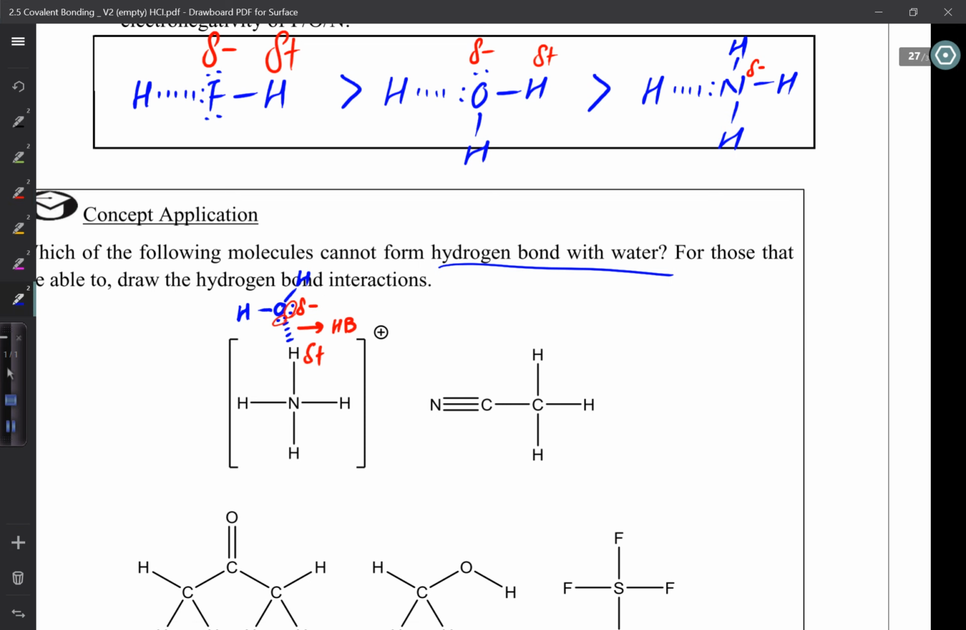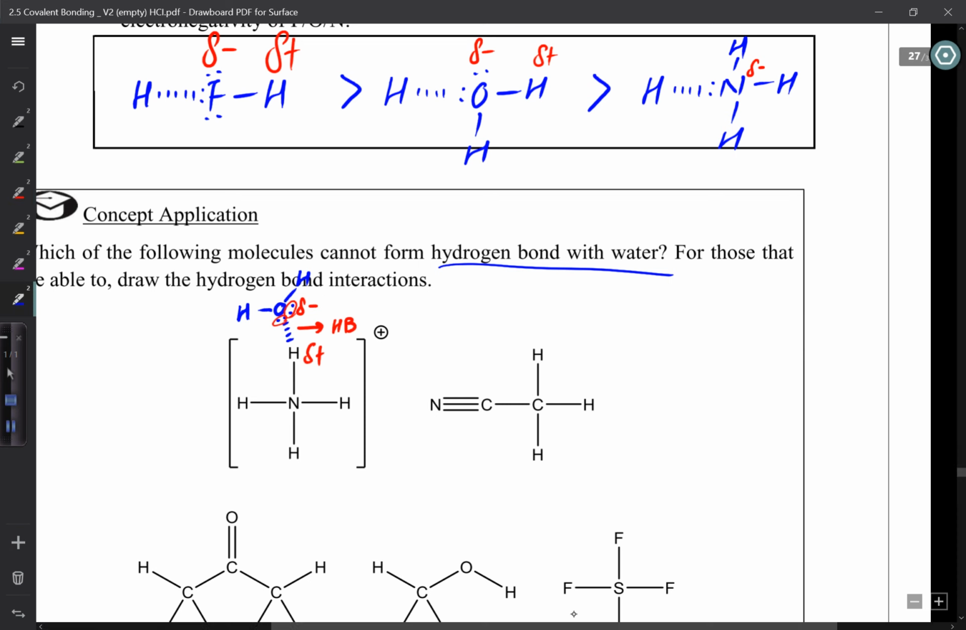So now let me change the question. Can this molecule form a hydrogen bond with another of its molecules? Why is that delta plus and why is that delta minus? This delta minus is because O is electronegative compared to H. This H is electropositive compared to this N, so you have a delta plus. Can this molecule form a hydrogen bond with itself?